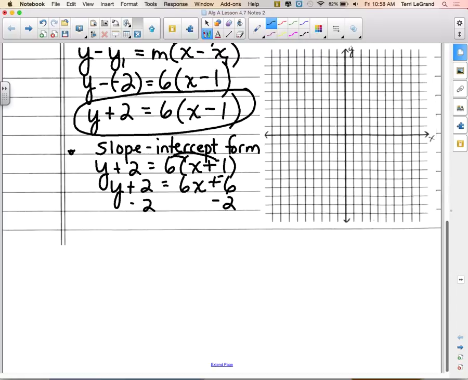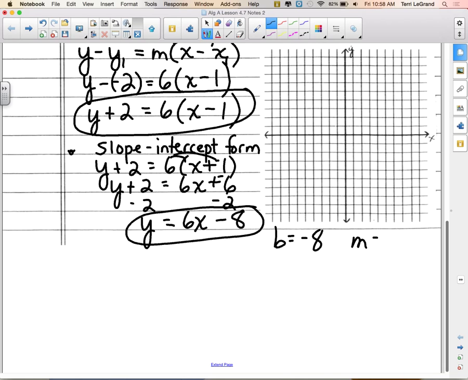And that becomes, class, y equals 6x minus 8, because it becomes a plus and negative 8, which cleans up to minus 8, right? Okay. Okay, how are we going to graph this? So in other words, b equals negative 8, and m is 6, which is 6 over 1. What are the ways we can do 6 over 1?